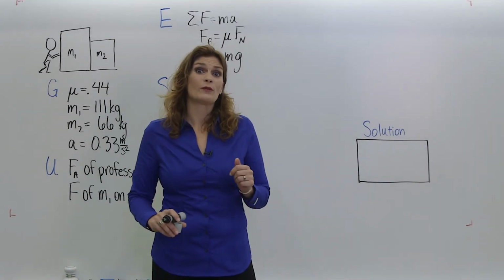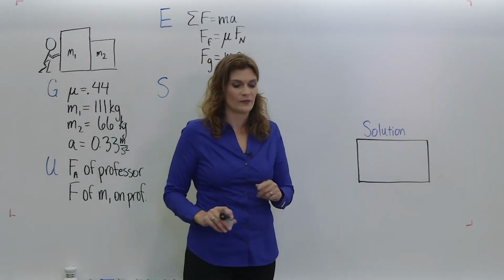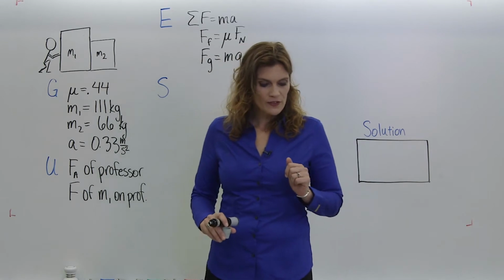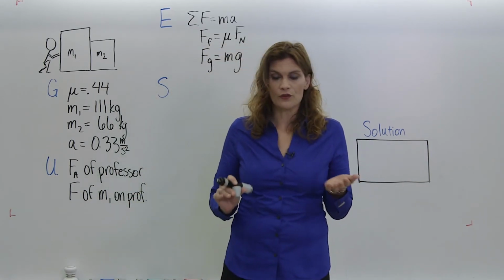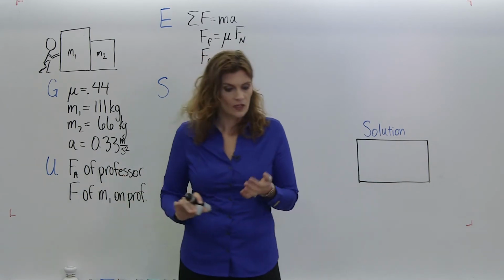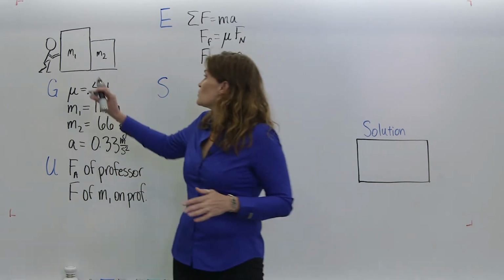So now we're going to do a problem where we're putting Professor Hafner to work. Are you ready? We've got Professor Hafner, and he's pushing two masses along a surface where the coefficient of friction is 0.44. We're looking for, so mass 1, we've got our givens.